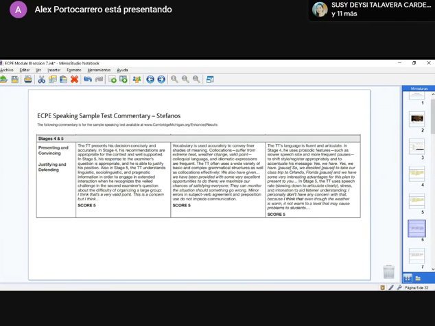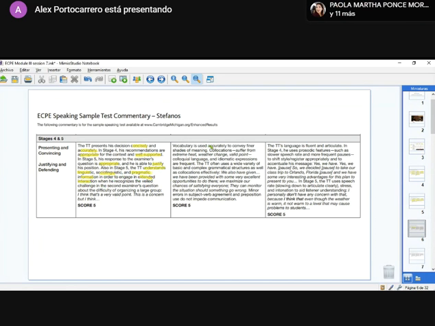According to the report, Stefanos, in the presenting and convincing, justifying and defending stages of the exam, presents his decision concisely and accurately. In stage 4, his recommendations are appropriate for the context and well supported. In stage 5, his response to the examiner's question is appropriate, and he's able to justify his position. Also, in stage 5, the test taker understands linguistic, sociolinguistic, and pragmatic information in order to engage in extended interaction when he recognizes the veiled challenge in the second examiner's question about the difficulty of organizing a large group, right?